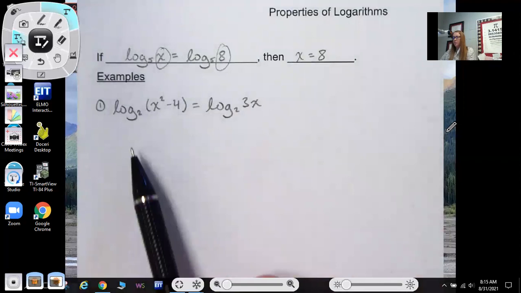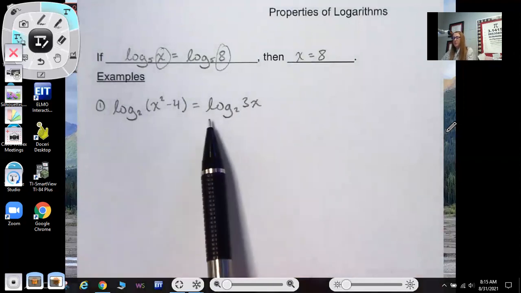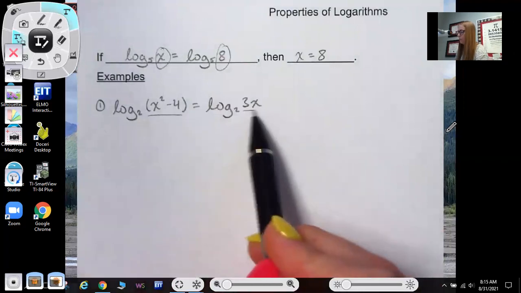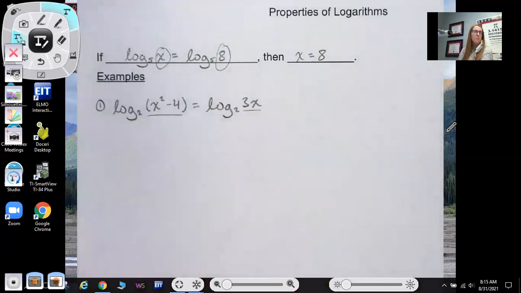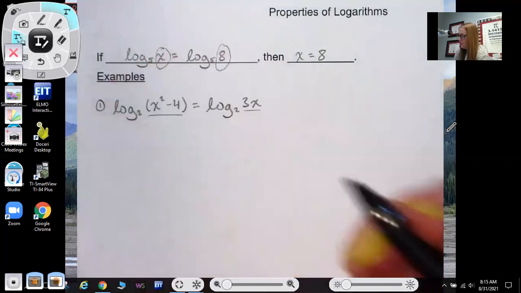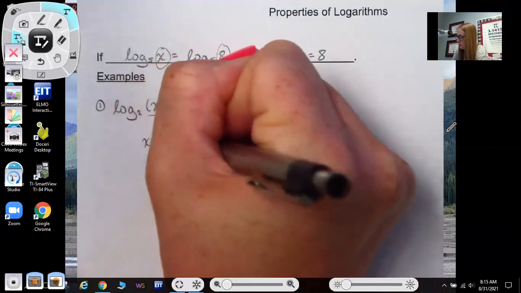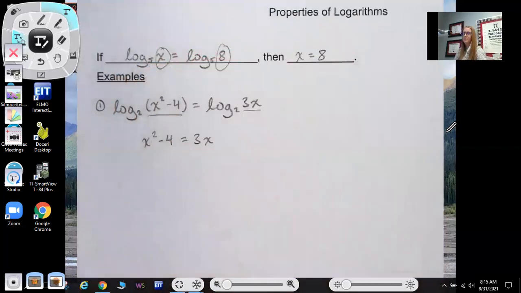So what we have is two logarithms that are equal to each other. Because they have the same base, we know that x squared minus 4 has to be equal to 3x in order for those two logarithms to have the same value. So to solve this, we're going to just do that. x squared minus 4 equals 3x. So we basically use the property to get rid of the logarithms. So now we can solve this equation for x pretty easily.